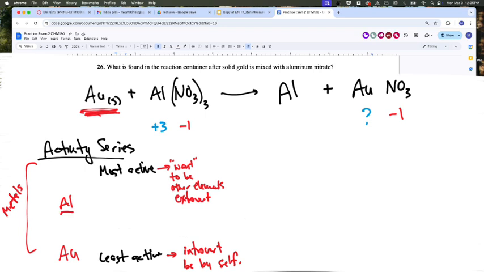Fair call. Aluminum is higher in activity. So aluminum wants to be with other elements. Where is aluminum with other elements? Also on the reactant side. What does that suggest about this chemical reaction? It doesn't happen. So what do I find in the container when I mix these two things? The same thing I started with. Which, interestingly enough, almost universally, is the very first answer that everybody crosses off of their exams.